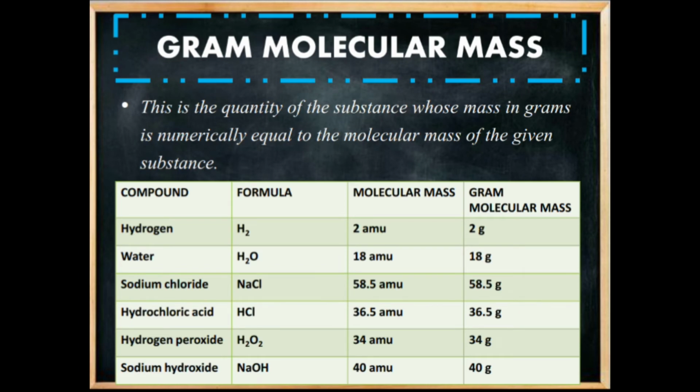Then come to gram molecular mass. It can be defined as the quantity of the substance whose mass in grams is numerically equal to molecular mass of the given substance. Here is another table which shows different compounds, their molecular mass, their gram molecular mass, and also the formula of that compound. So hydrogen, whose formula is H2, has molecular mass 2 AMU and gram molecular mass 2 gram. Then water, whose formula is H2O, has molecular mass 18 AMU, which we derived before, and gram molecular mass 18 gram.